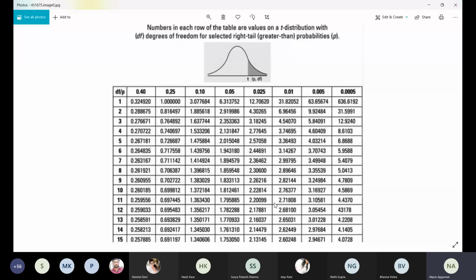Clear? So accordingly, you have to see your T tables. From the first column, you will see the degrees of freedom, and you go with the required row, and then the level of significance will decide your column, which is your desired column. Seeing this particular scenario, our table value comes out to be 1.796.